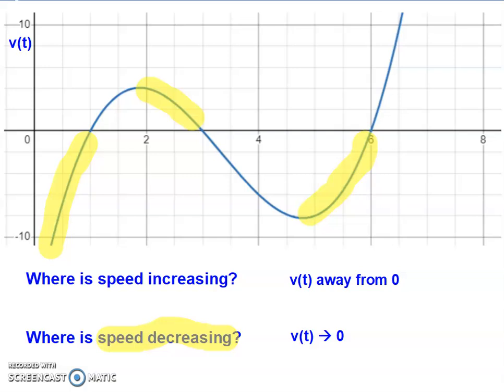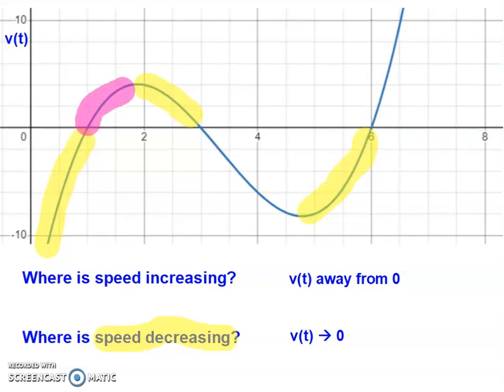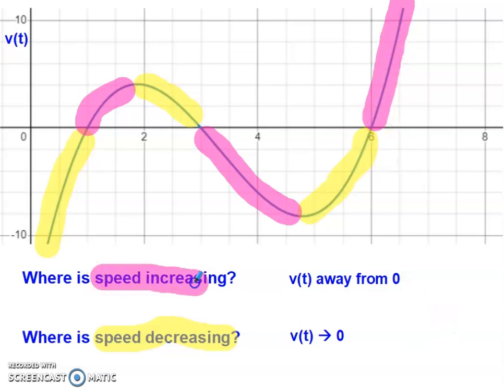Now, where do we have the graph moving away from zero? So the graph is moving away from zero on this stretch of the graph here, right? We're positive and we're getting more positive. It's moving away from zero on this stretch of the graph down here. We're negative and getting more negative, and it's also moving away from zero on this stretch of the graph right here. We're positive and getting more positive. So speed is increasing on those intervals that we just highlighted in pink. So when your velocity is moving towards zero, speed decreasing. When velocity is moving away from zero, speed increasing.